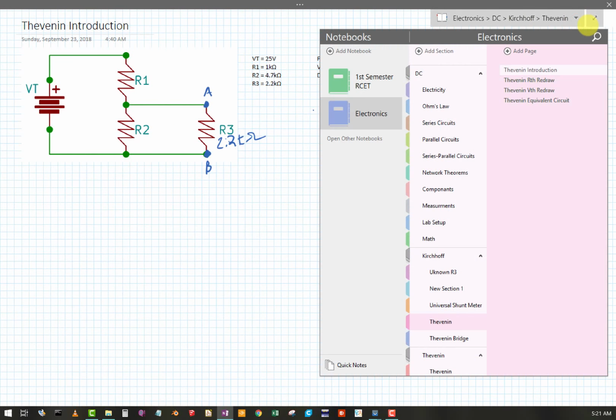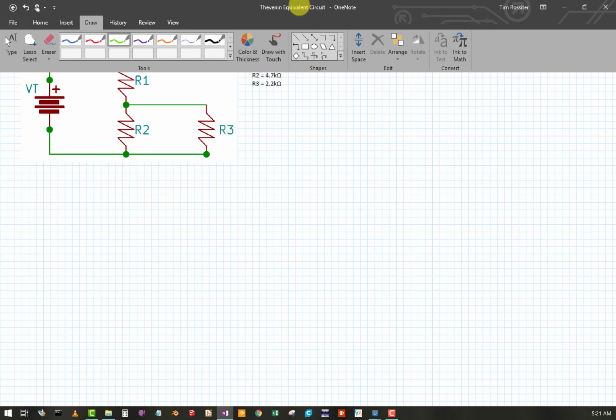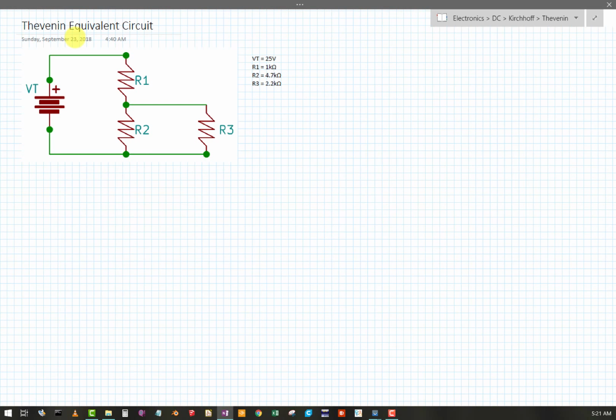Well, let's go over to, I have a place to draw that here. So the Thevenin equivalent circuit is basically the goal of this process. It's a very simplified circuit. You take a complex network and a component, which in this case is R3, and you basically create an equivalent circuit as far as the load is concerned, or as far as in our case R3 is concerned.